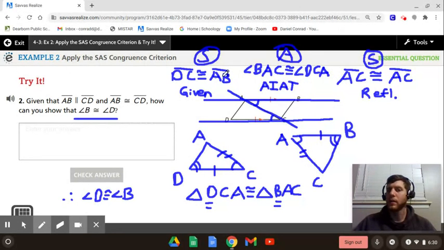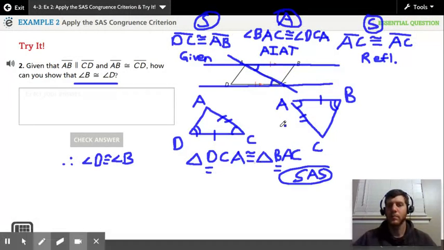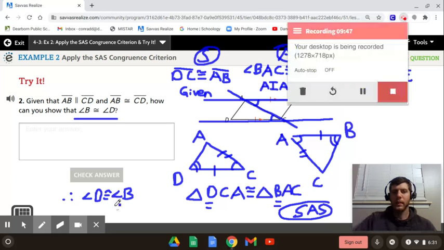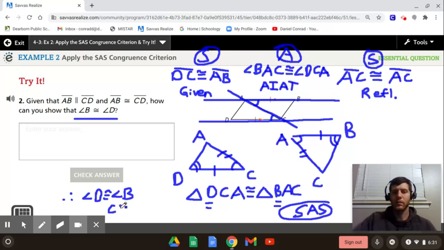Okay, and since we had side angle side, that showed our triangles were congruent by side angle side. And since our triangles were congruent, the corresponding parts are congruent, so angle D would be congruent to angle B because D corresponds with B in the other triangle. All right, we could add corresponding parts of congruent triangles are congruent.